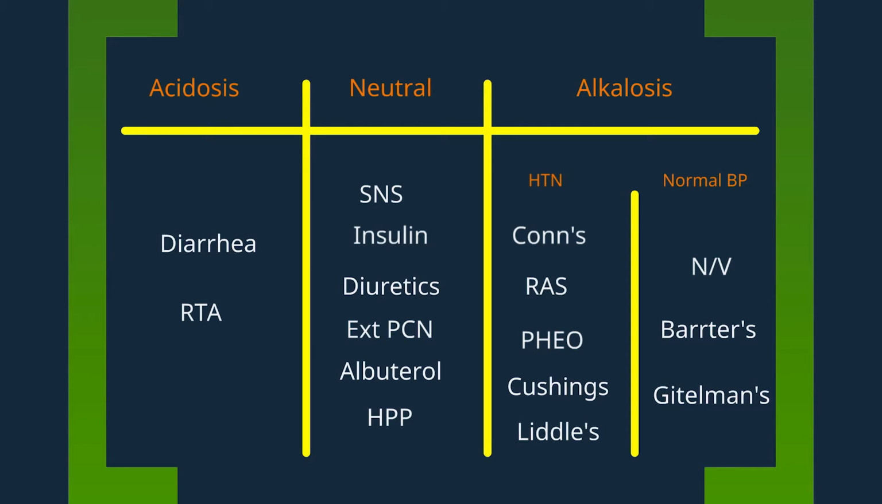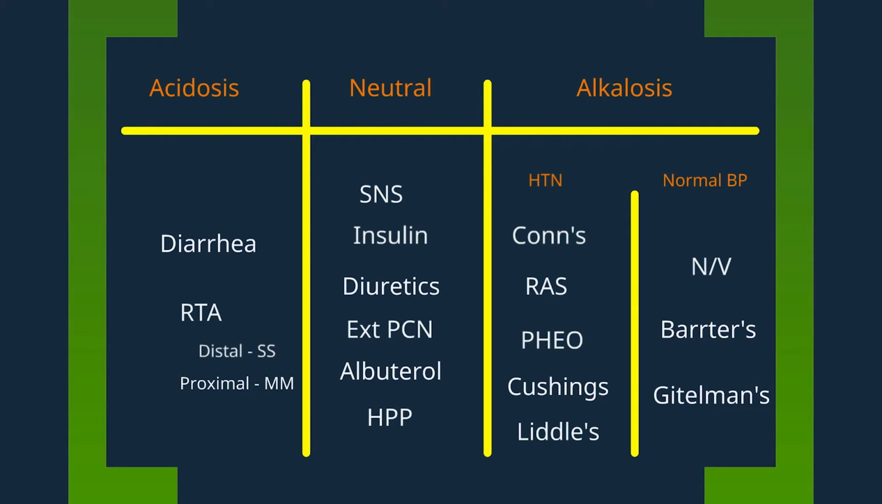Under our acidotic causes of hypokalemia, diarrhea is one cause. The other cause is renal tubular acidosis. This can be further divided into distal RTA and proximal RTA. Distal RTA is commonly associated with Sjogren's syndrome, and proximal RTA is commonly associated with multiple myeloma.